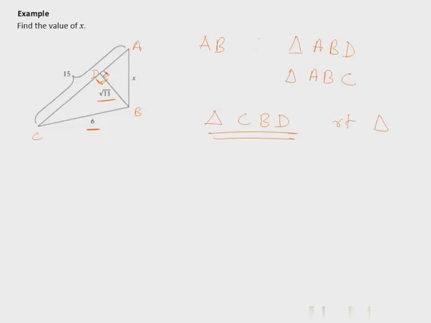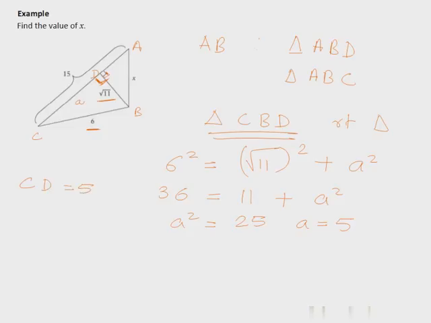So, since it's a right triangle, I know by the figure that this is the right angle. So, 6 is the hypotenuse. So, 6 square will equal root 11 square plus this unknown. Let's call it A. Plus A square. So, 36 is equal to root 11 square, which is just 11, plus A square. A square is 25, A is 5. That means side CD is equal to 5. This much is 5. The entire thing AC is equal to 15. So AD, what's left of the side, must be 10.